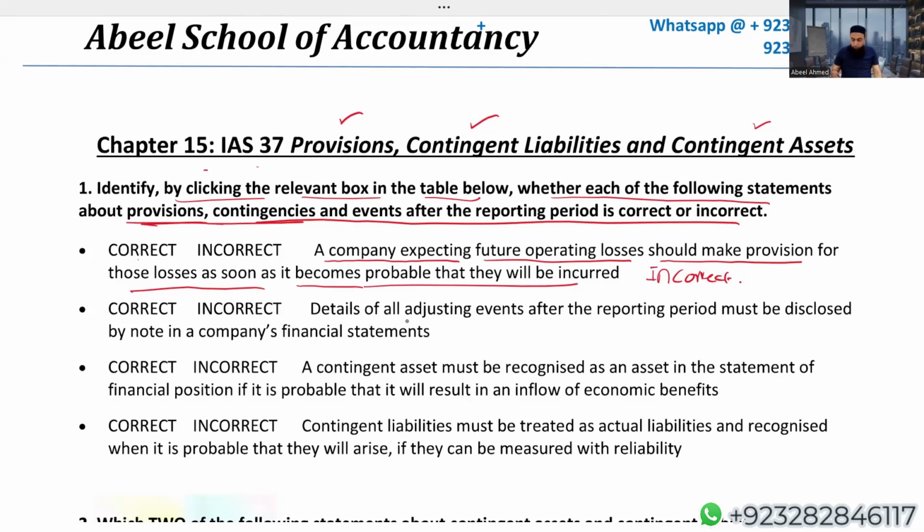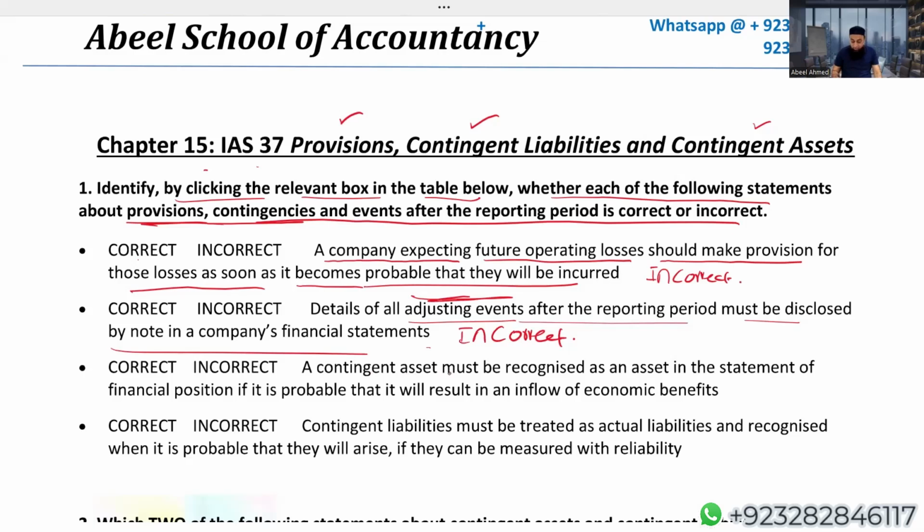Details of all adjusting events after the reporting period must be disclosed. No. It says adjusting events. Adjusting events should be adjusted rather than disclosed. You are saying adjusting event. Why would I disclose? I'll be properly adjusting it.